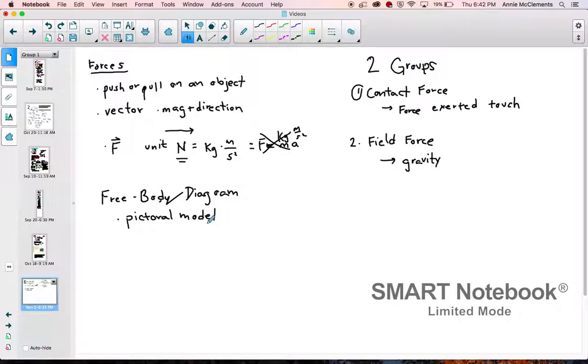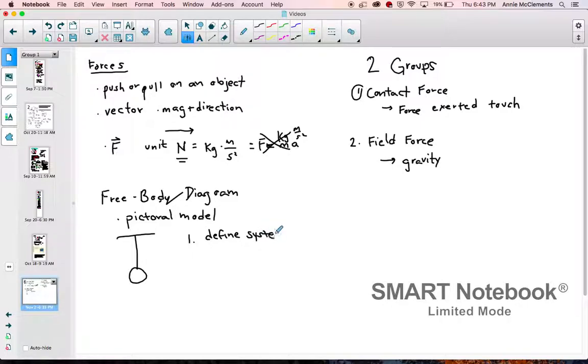wrap our brain around what's going on in a system and what forces might be at play. So say we have a ball that's hanging by a string, suspended by a string, and we want to draw a free body diagram for this. The first step is to define the system. What are we concerned with?